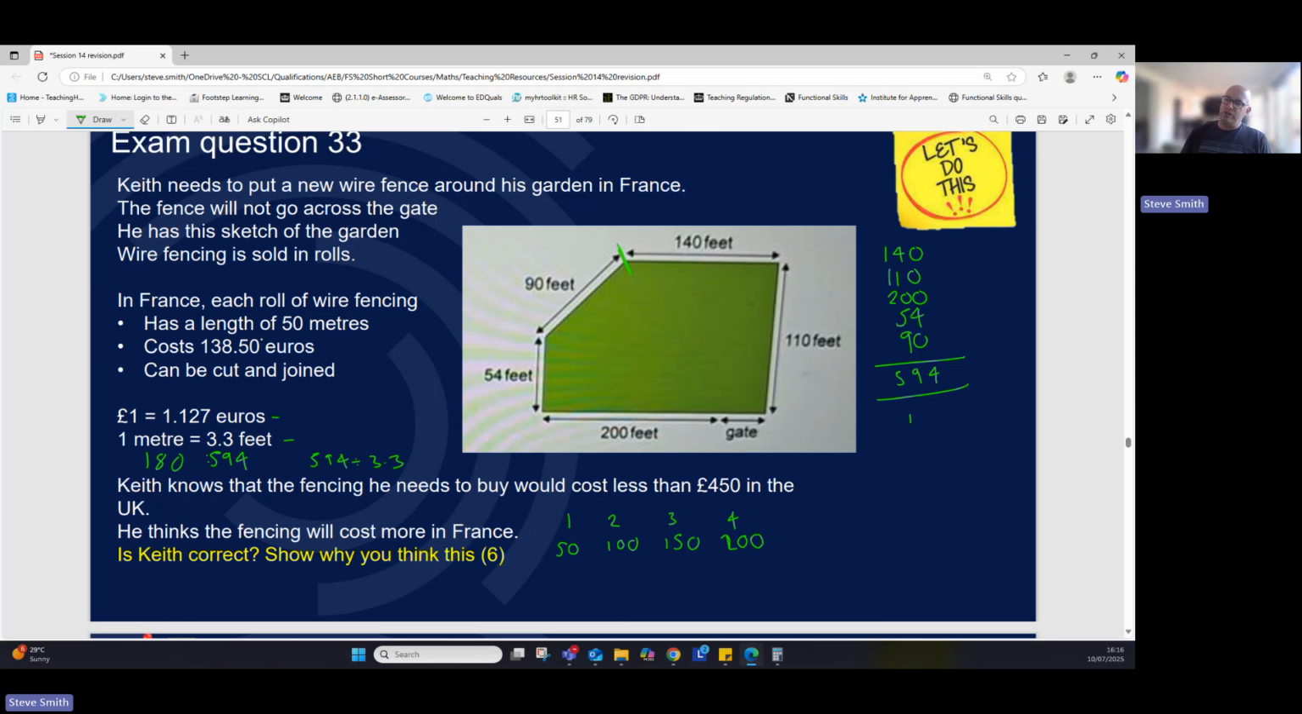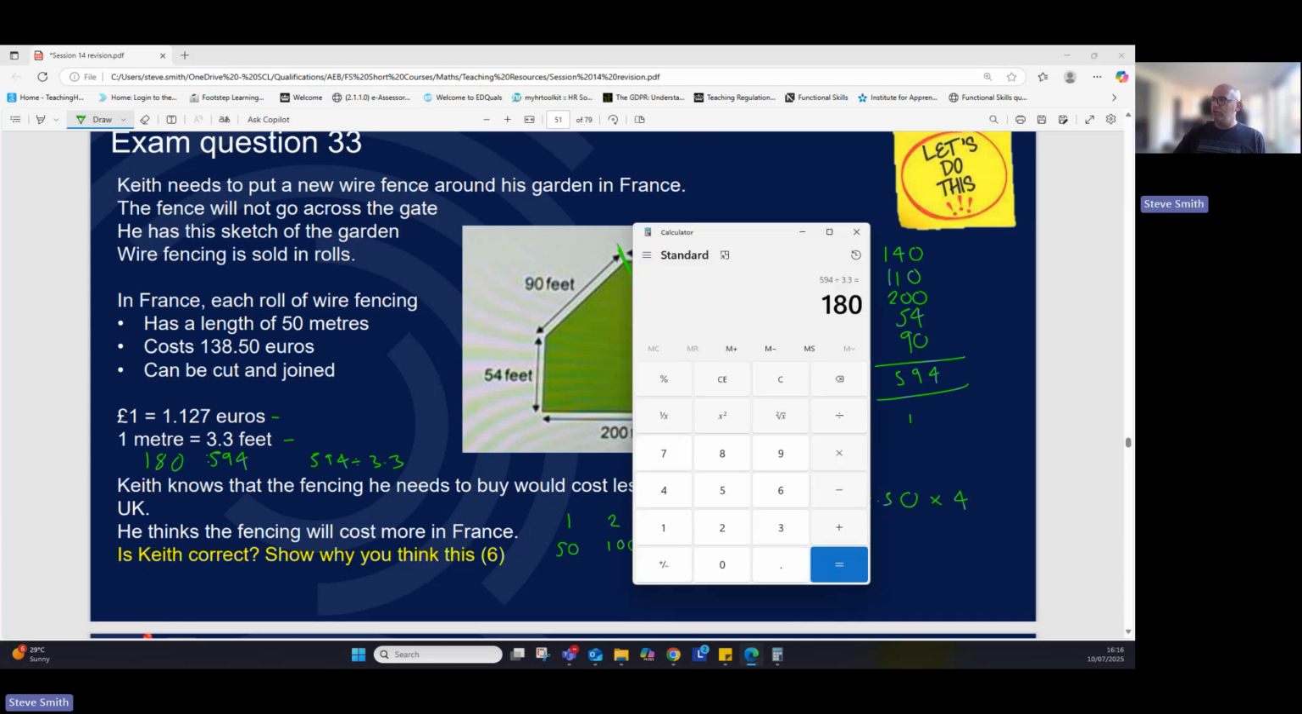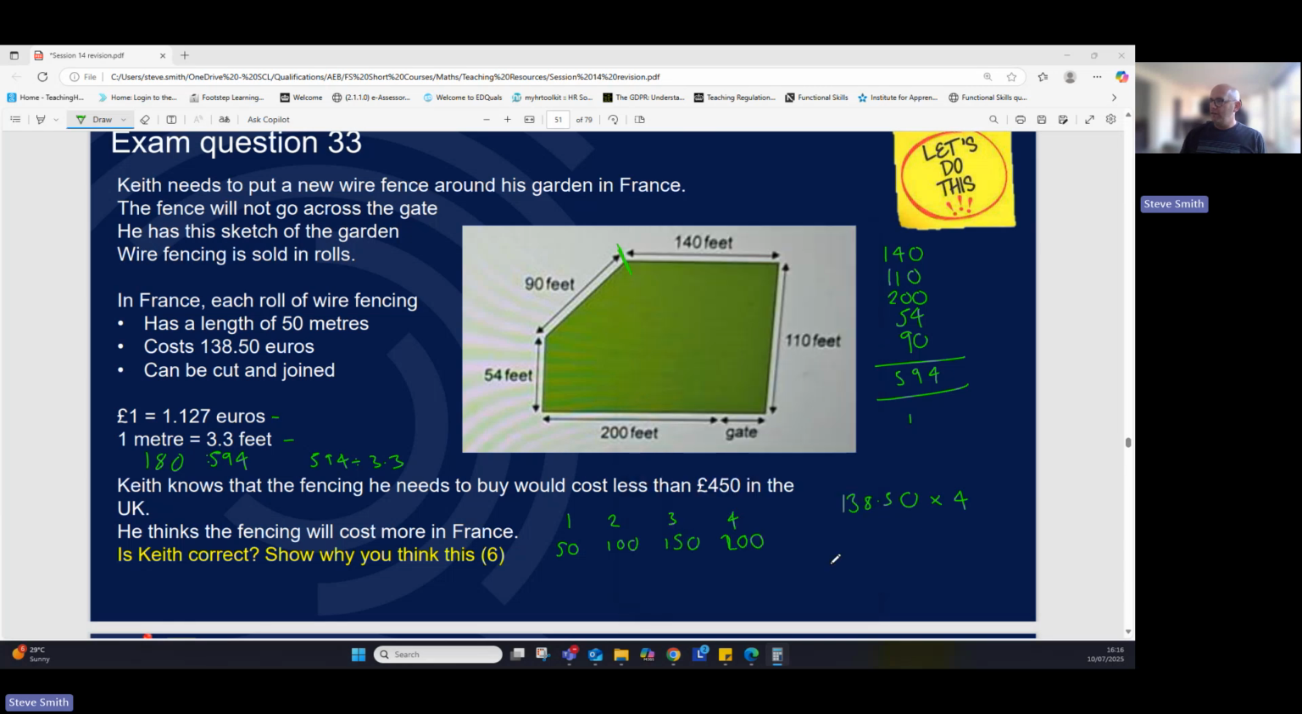And each roll is costing a price in euros of 138 euros and 50 cents. And we need 4 of those. So a total cost in euros of 138.5 times by 4. I was going to go for 5 rolls, and I don't know why. 554 is a total price in euros. I'll put it over here so I can see I've worked it out.